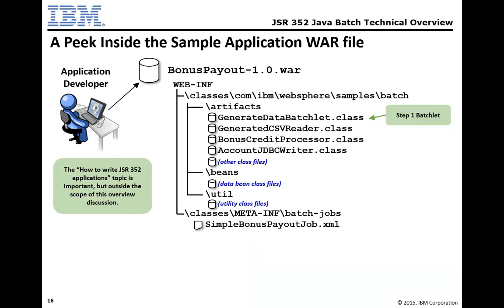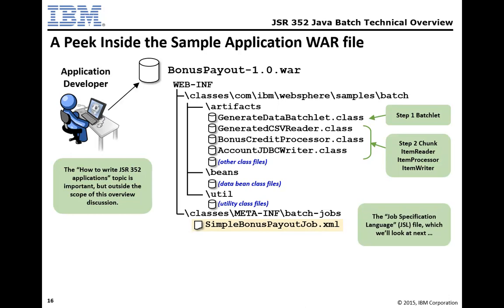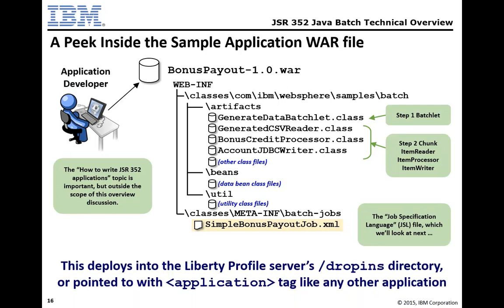The first step, which was the batchlet step, is packaged as the class file indicated here. The second step, which was the chunk step, must implement an item reader, item processor, and item writer. That's what the JSR352 standard calls for. Those three class files are shown here. The job specification language file is packaged with the WAR file under the meta-inf directory. When packaged as a WAR file, this deploys into the Liberty Profile drop-ins directory, just as any other application would be deployed. Or if you wish, you may deploy it somewhere else and point to it with an application element. The key point is that from a Liberty Profile deployment point of view, the Java batch program is just like any other application.